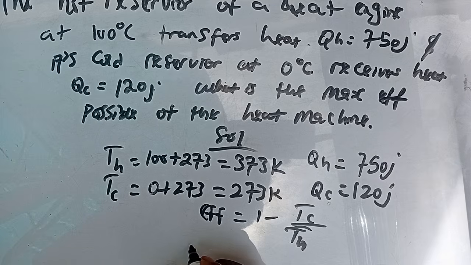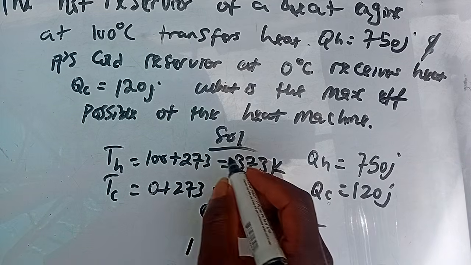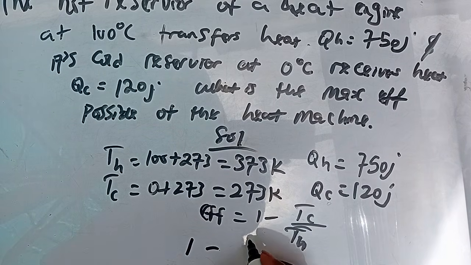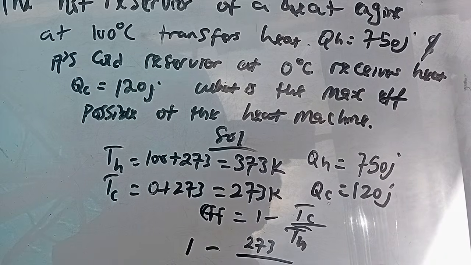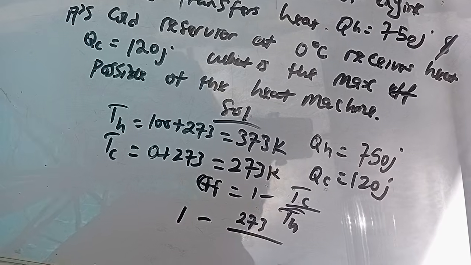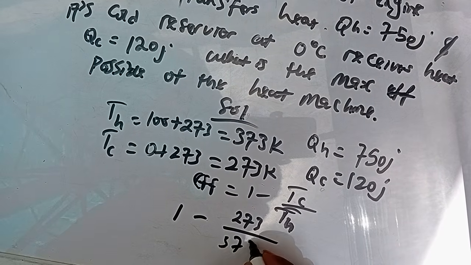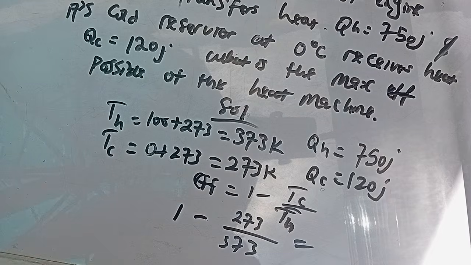So our efficiency now equals 1 minus TC. What's our TC? 273 divided by what's our TH? Our TH is what? 373. So whatever you get, that's your final answer. I hope that's clear. So that's the maximum efficiency possible.